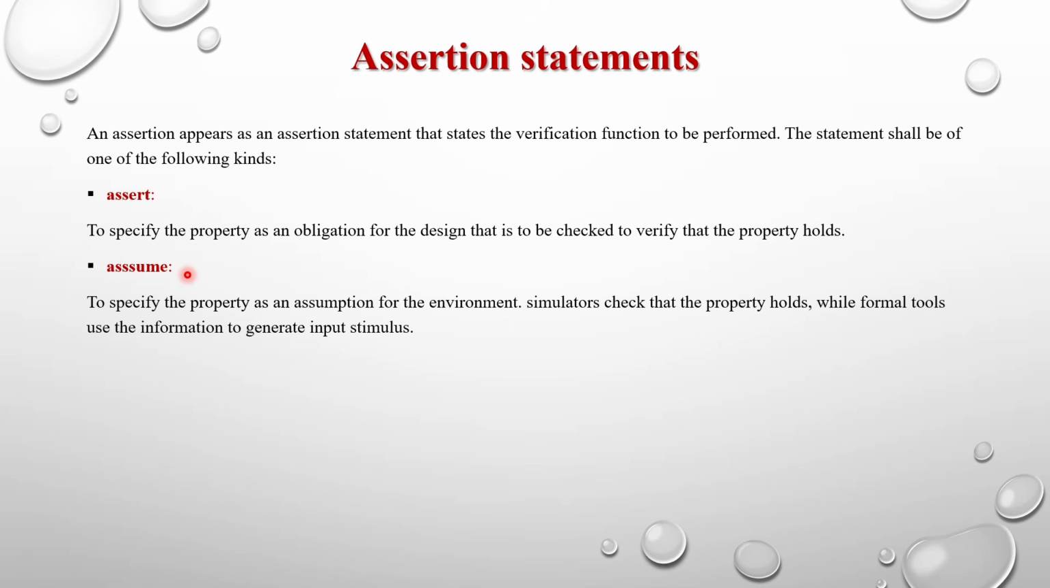So these assume statements are used to specify the environmental constraints or assumptions about the input behavior. This assume statement behaves like an assert statement in the simulation. Simulators check that the property holds, while formal tools use this information to generate the input stimulus. So in formal verification, these assume statements are used to constrain the input space, the input behavior. But if you are using it in the simulation, then this assume statement will act as an assert statement.